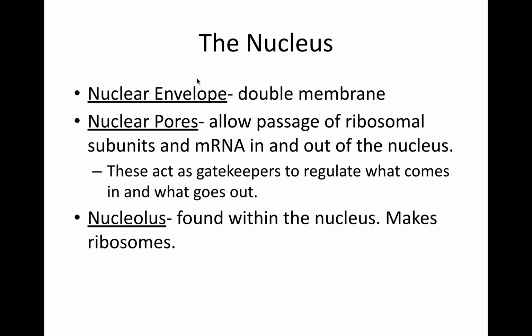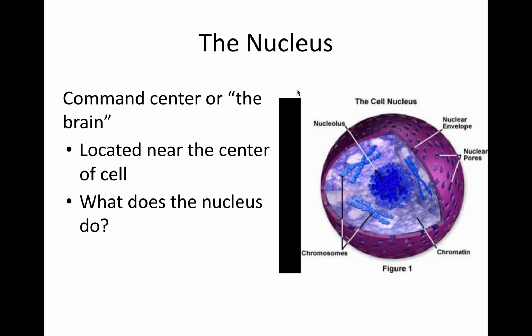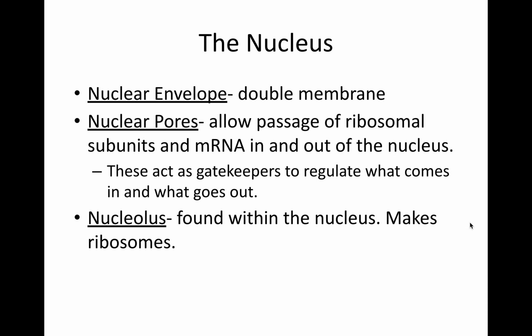So first you're going to have the envelope, which is the double membrane. It's just this purple thing on the outside. The nuclear envelope is the double membrane. You also have nuclear pores. These are just like pores on your nose. This allows passage of ribosomal subunits. These are passageways almost, so that small things can get in and out.